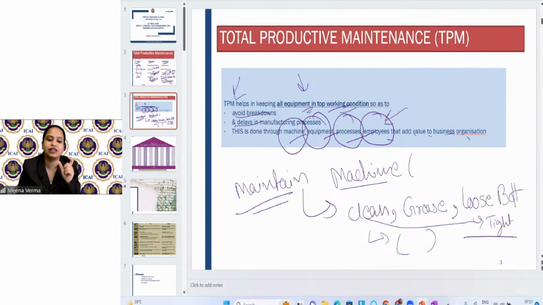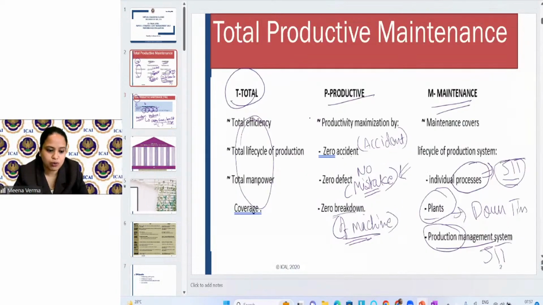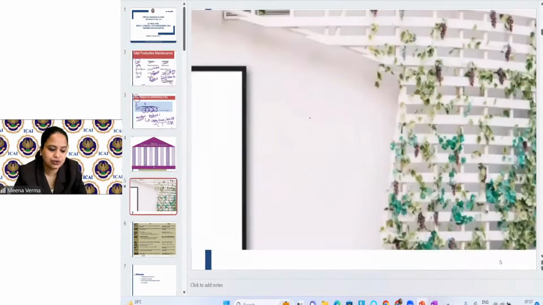That is why they are using the word total. It is not the responsibility of one person in the organization to maintain it. For that reason, we are using here the word total. All right. So I hope it is clear why we are introducing it.